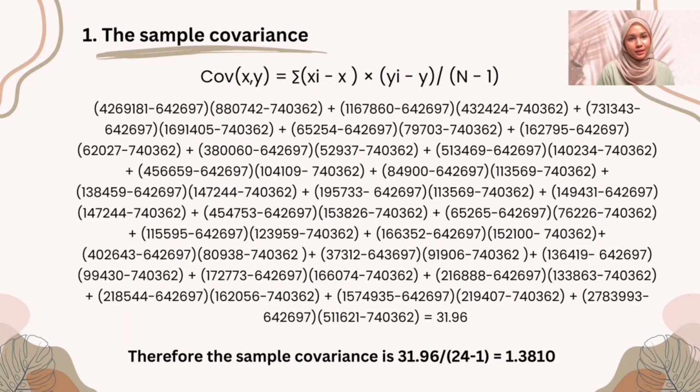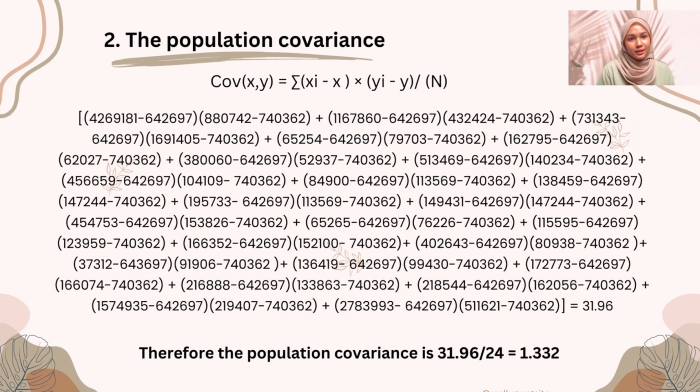The answer is 1.3810. It is the sample covariance. After that, I did the same thing to find the population covariance, where the total of the covariance is divided by 24, and I get the answer, which is 1.332.